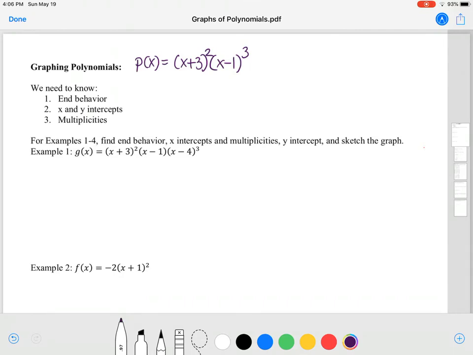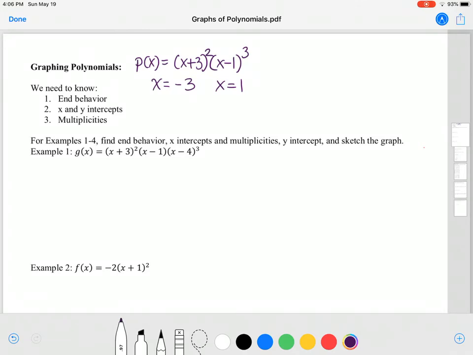So when I go to find my x-intercepts, remember the x-intercepts are the value of x when y is 0. So I would plug in 0 for p of x, and I would solve for x. When I solve that for x, I'm going to get negative 3 and positive 1, because those are the values that I would plug in for x that would make that polynomial 0. So I know that these would be my x-intercepts.